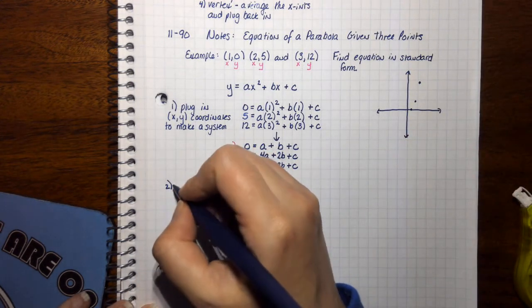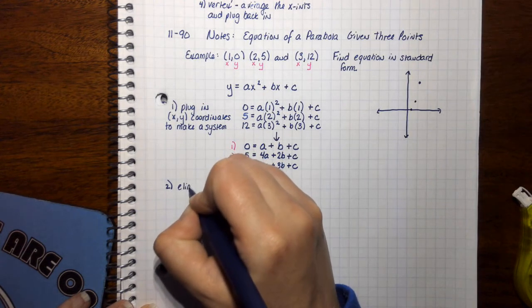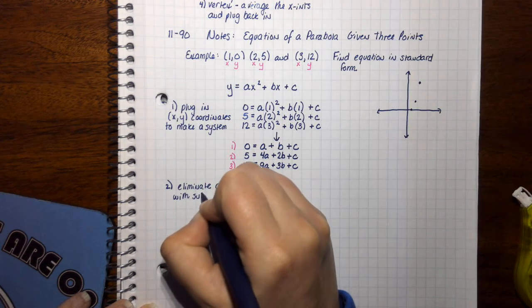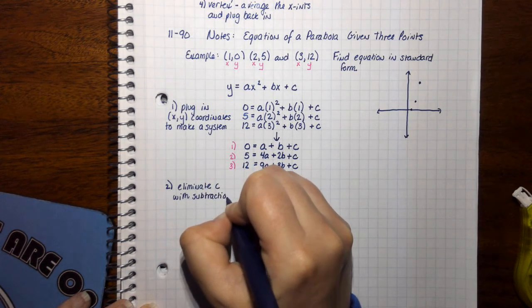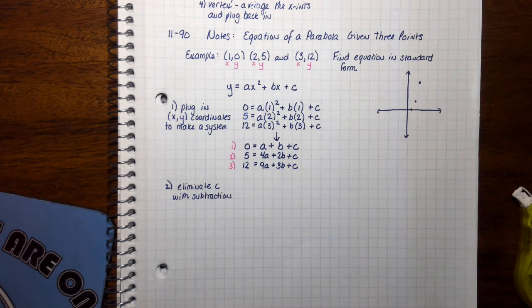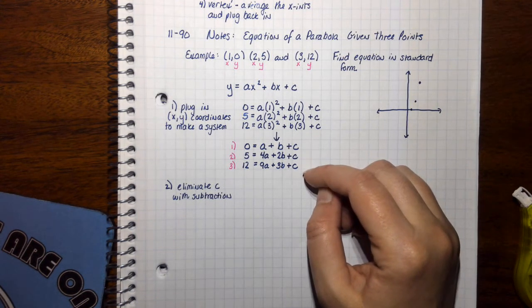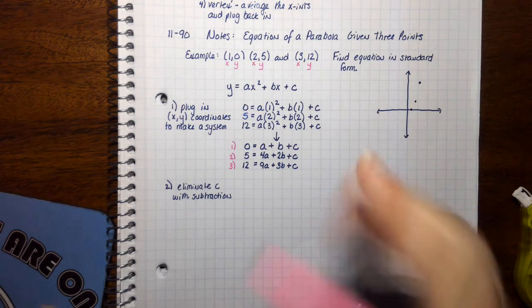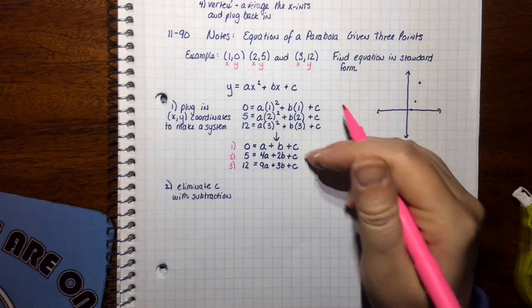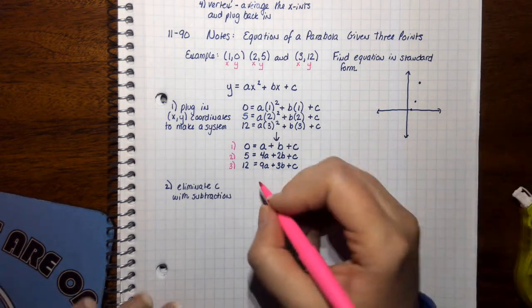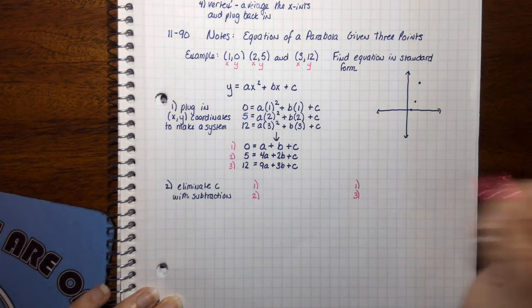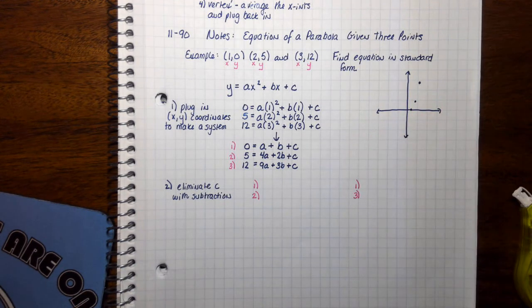So step 2 is eliminate the C's with subtraction. Now, you need to use subtraction because they're all positive. So in order to cancel out the C's, you need to make sure to subtract so you have one positive and one negative. Okay, and I always group them the same. I do 1, 2, and 1, 3. And especially because equation 1 is so simple, it'll make it easy to work with.